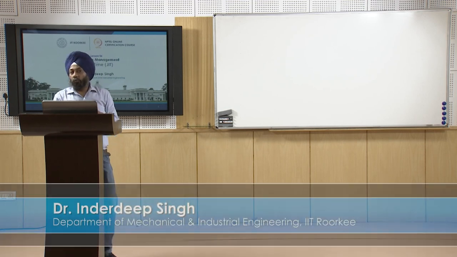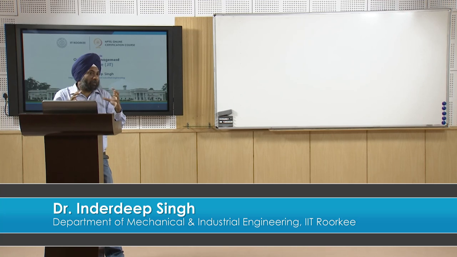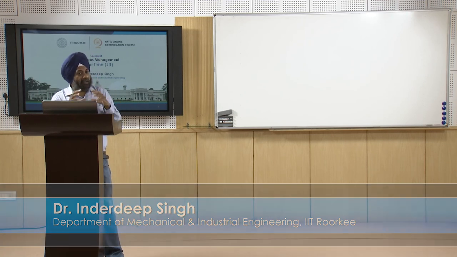So within this short span, I think I have tried to explain in 20-25 minutes the basic concept of JIT, that is to make our systems more efficient and effective, eliminate all types of waste that are there in the system and ensure a smooth production flow line within the organization. With this, we close today's session.